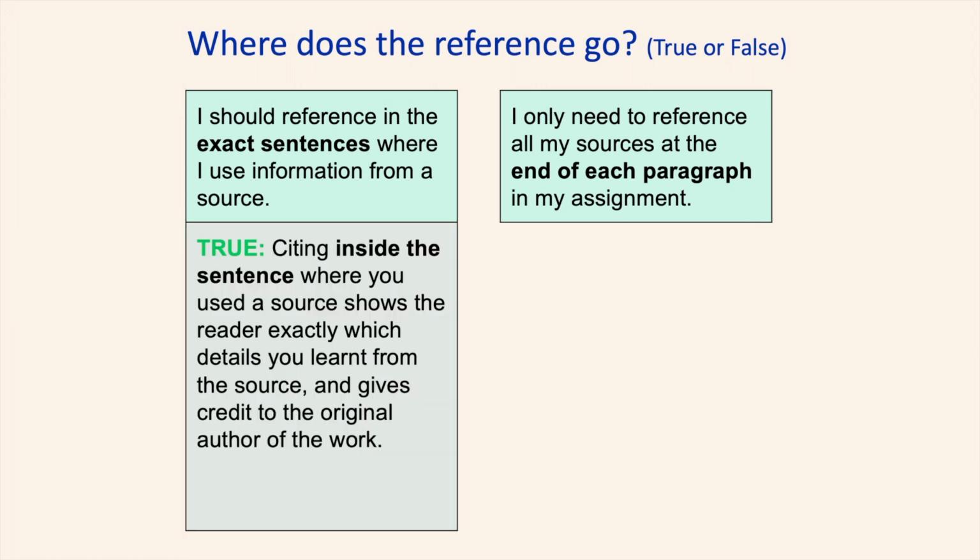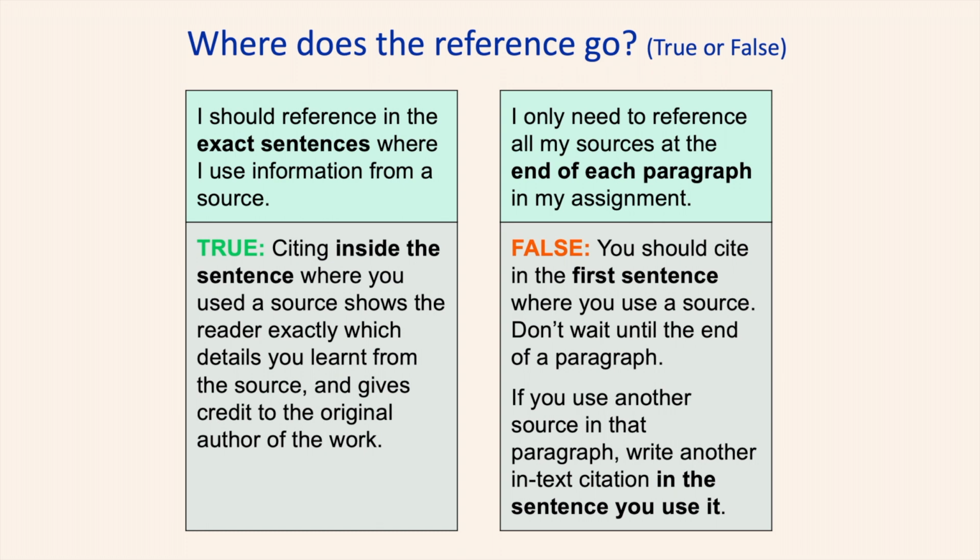Your job is to show the reader exactly which parts of your writing are your words and which parts include other people's ideas. By citing in the sentence where you use the source information, you give credit to the original author, and you help your reader to find that source if they want to.